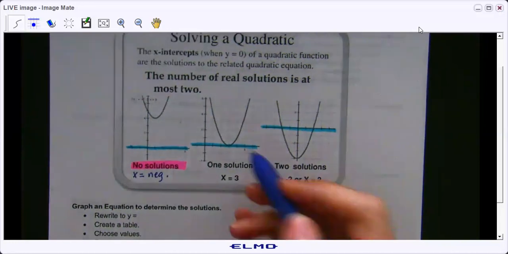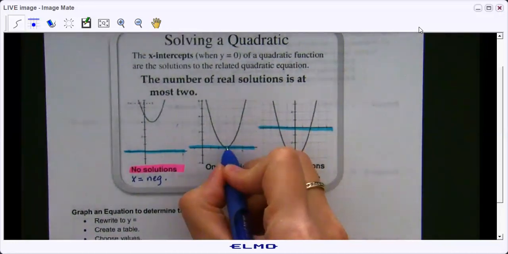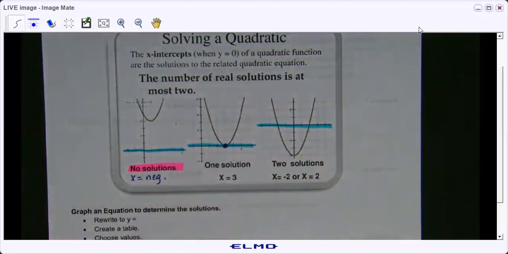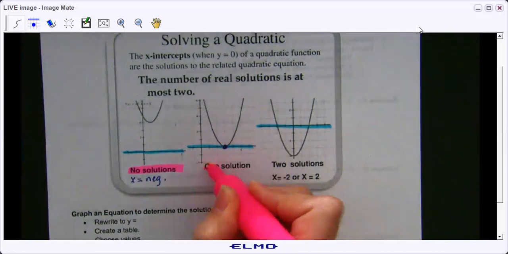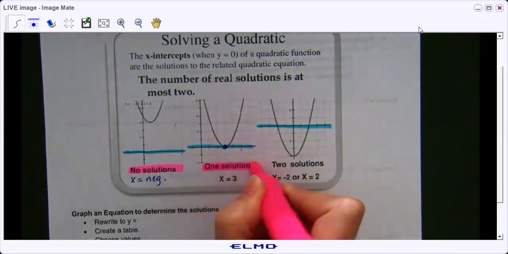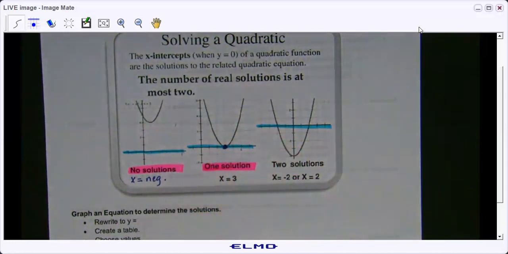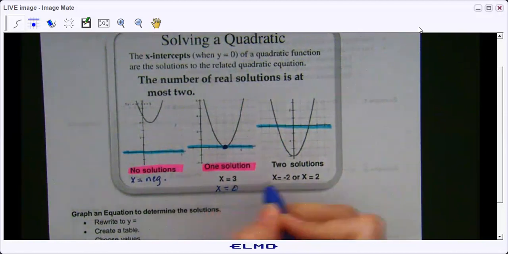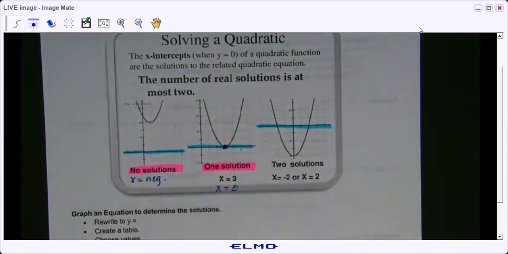Okay. Here, we see that the parabola crosses the x-axis at 3. So it only crosses the x-axis once. That means that there is one solution. This is also, you'll see on the next page, when x equals 0. And you'll be using these notes to help you determine the number of solutions.